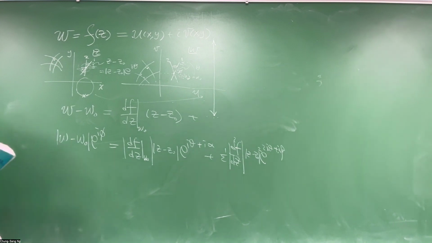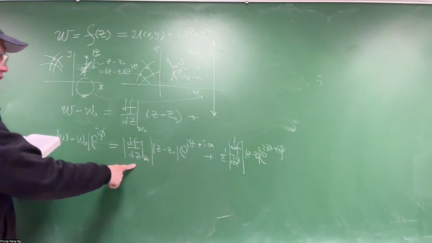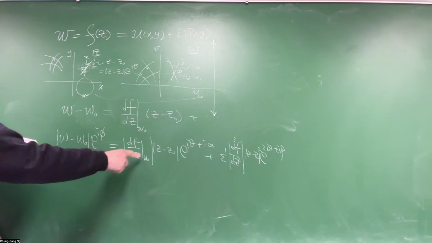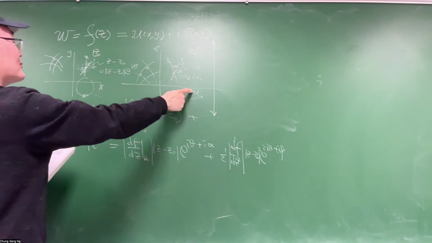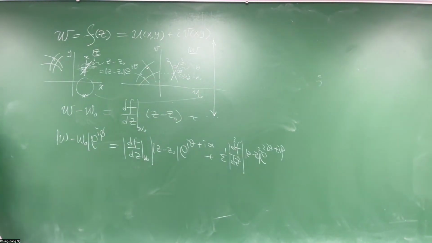Okay, so that case is when df/dc is 0. So this is not a singularity, but when you map it, it becomes a singular point. Okay, is that what you asked for? Okay. Yeah. All right.